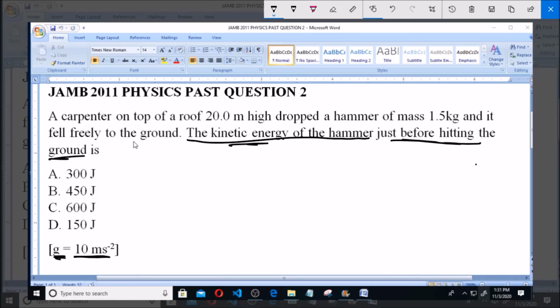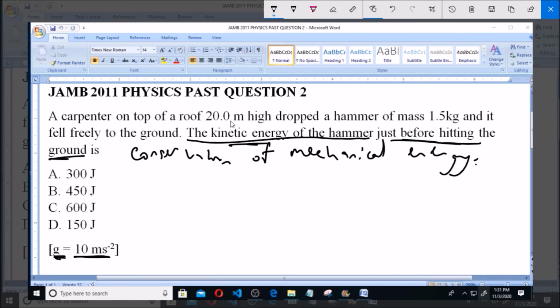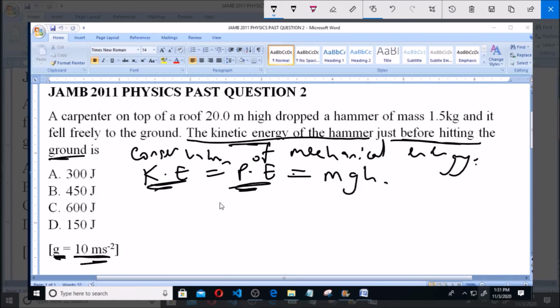Now, one of the principles of conservation of mechanical energy, as observed when an object is falling from a height freely under the influence of gravity, is that just before that particular object hits the ground, the kinetic energy will be equal to the potential energy. So the formula you use to get the kinetic energy will be the same formula you use to calculate the potential energy, which in this case is mgh. So that is the formula you will be making use of.